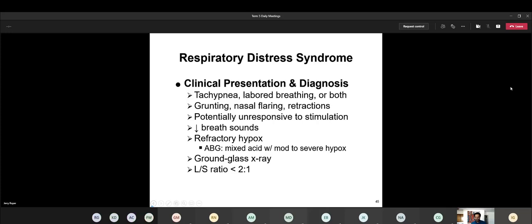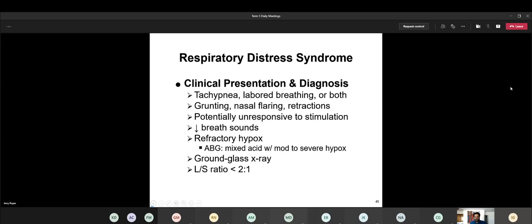And then, of course, retractions. Retractions we can definitely associate with increased work of breathing. They show up a lot more on newborns because of their soft, cartilaginous ribs. The ribs haven't really had a chance to harden yet. But even still, a retraction is a retraction. It means that you're working harder to breathe than you should.